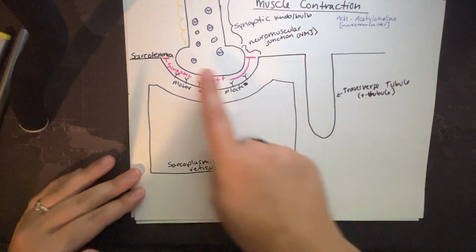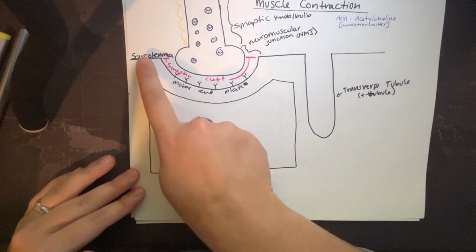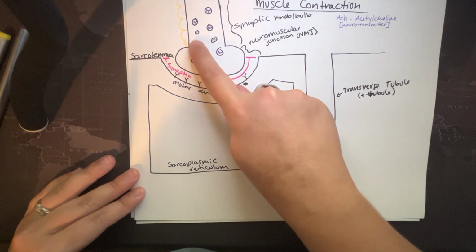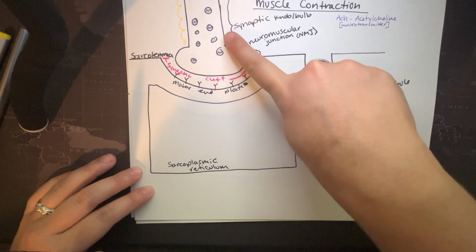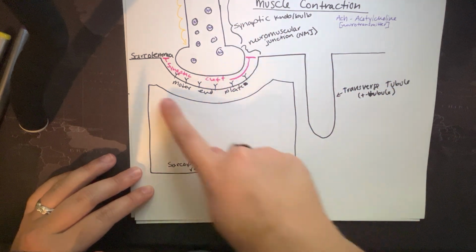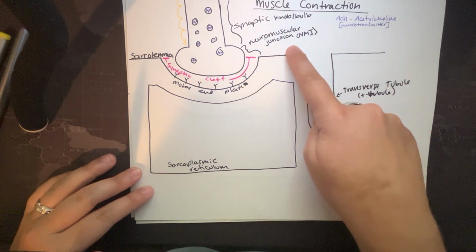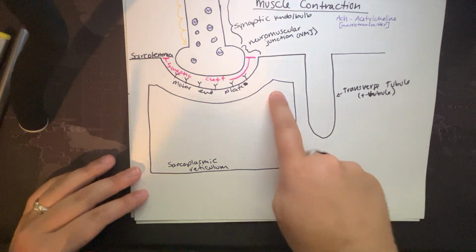So we have our sarcolemma, the cell membrane of the muscle cell. This has electrical capabilities, so it can receive a signal from the nervous tissue. We have our neuromuscular junction, where our synaptic knob or bulb connects with our muscle cell. This is called our neuromuscular junction because we are joining our neuron and our muscle cell.